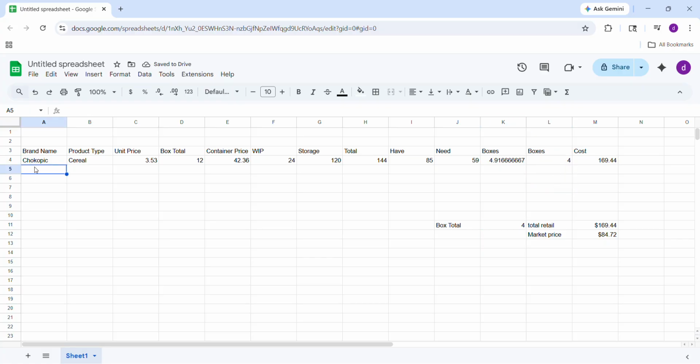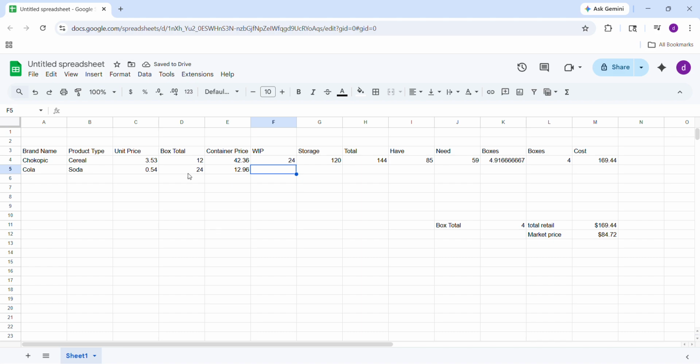Now let's go to the next item on the list. I'm going to go with something random. I'm going to say cola, and it's a soda, obviously. The unit price is 54 cents, and its total in a box is 24. So again, container price, I'm going to just drop this down, copy that formula. So it's going to be $12.96 for the box.